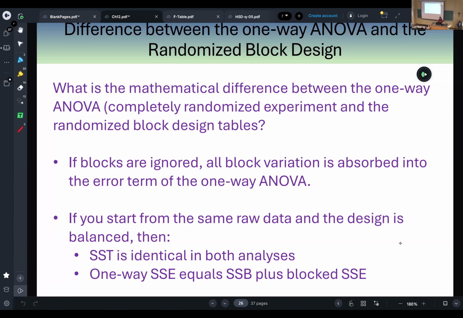If blocks are ignored, all block variation is absorbed into the error term of the one-way ANOVA. So if you start from the same raw data and the design is balanced, then the sum of the squares for the treatments will be identical for both, but in the one-way analysis the sum of squares of the error will be the sum of the squares of the blocks and the error together. You would add those two from the randomized block. So if you had to do that, you could easily do that.